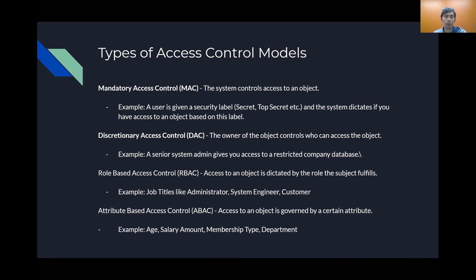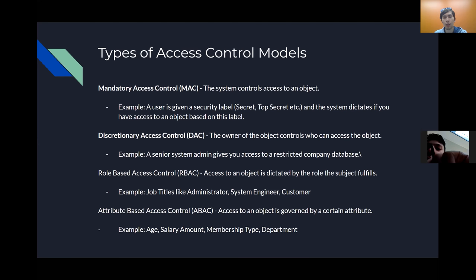So for example, mandatory access control primarily is when the system controls access to an object. And a good example of this is what we learned in the lecture of having clearance levels of, for example, secret, top secret, confidential, unclassified, in which case this system of labeling or system of clearance dictates whether or not a user can access sensitive material or not.